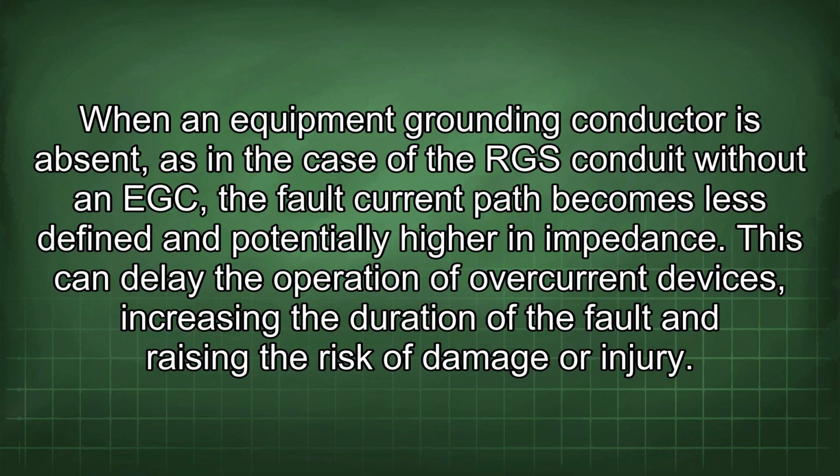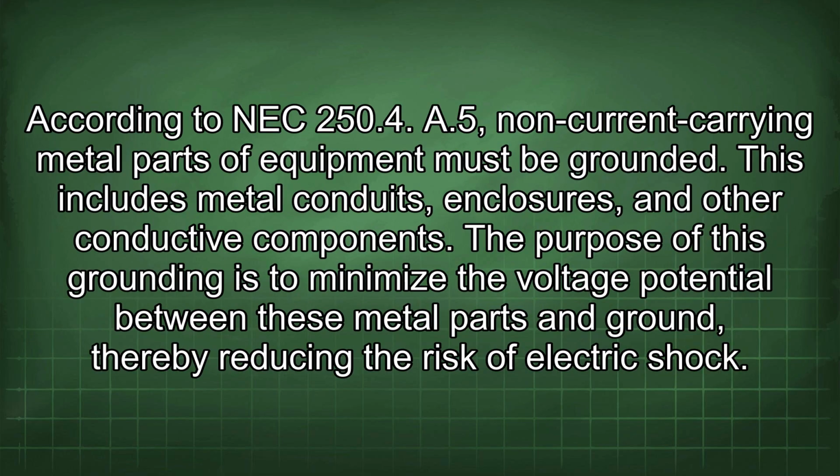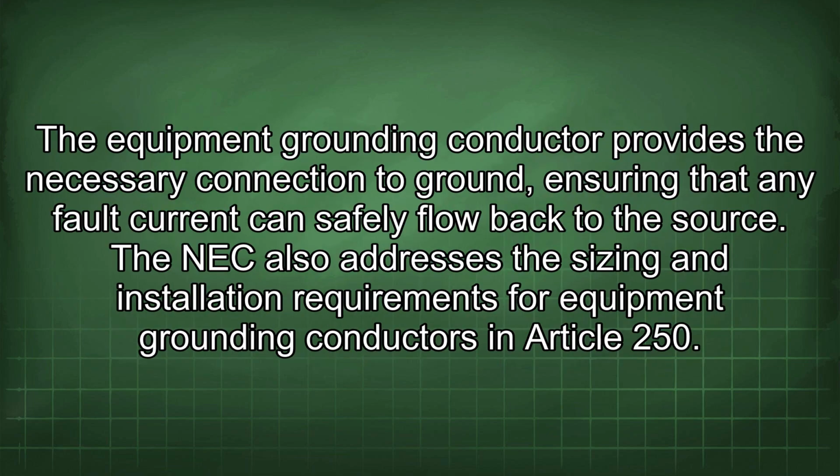This can delay the operation of overcurrent devices, increasing the duration of the fault and raising the risk of damage or injury. According to NEC 250.4(A)(5), non-current carrying metal parts of equipment must be grounded. This includes metal conduits, enclosures, and other conductive components. The purpose of this grounding is to minimize the voltage potential between these metal parts and ground, thereby reducing the risk of electric shock. The equipment grounding conductor provides the necessary connection to ground, ensuring that any fault current can safely flow back to the source.